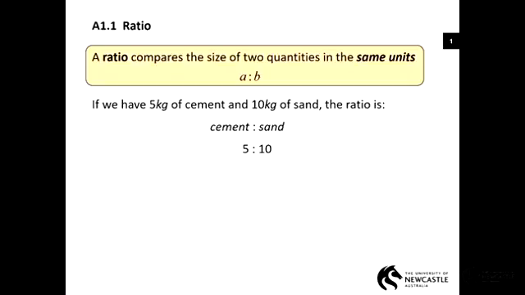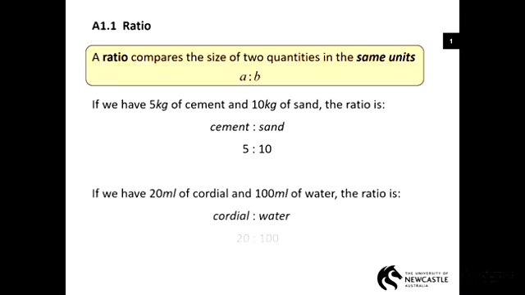If they weren't in the same units, if it was 5 grams and 10 kilograms, I wouldn't just write 5 to 10, because 5 grams would be 0.005. But 5 to 10, totally. 20 mils of cordial, 100 mils of water. Clearly the ratio of cordial to water is 20 to 100. All right, that's a ratio.